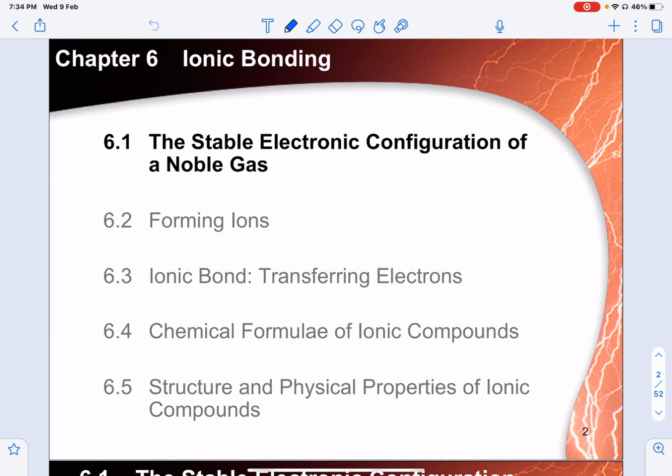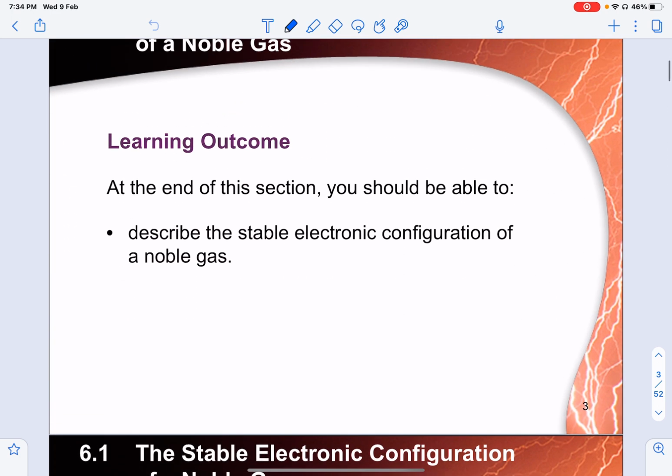When we look at physical properties of ionic compounds, we are looking at three main things. We are looking at the high melting and boiling point. Second, we'll be looking at electrical conductivity, and finally the solubility of ionic compounds in either water versus in organic substances.